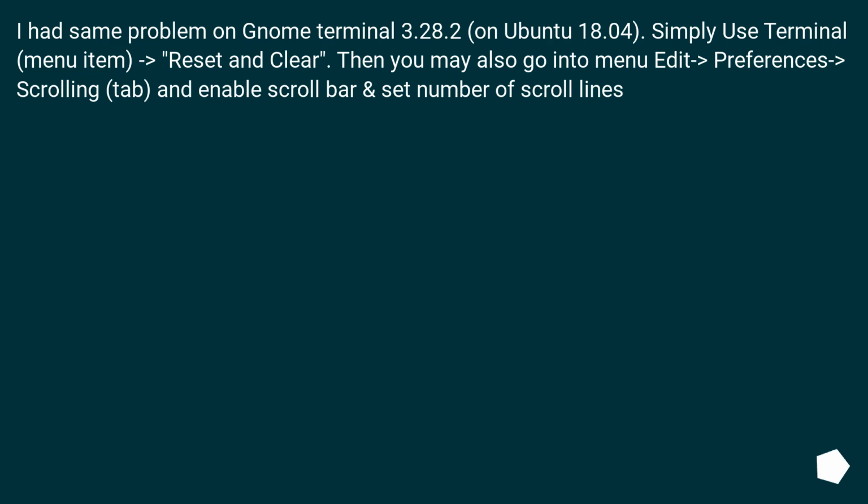I had the same problem on GNOME Terminal 3.28.2 on Ubuntu 18.04. Simply use Terminal menu item > Reset and Clear. Then you may also go into Menu Edit > Preferences > Scrolling tab, and enable scroll bar and set number of scroll lines.